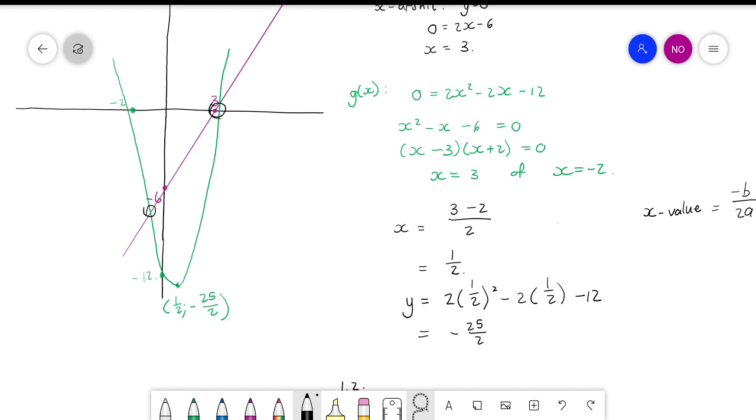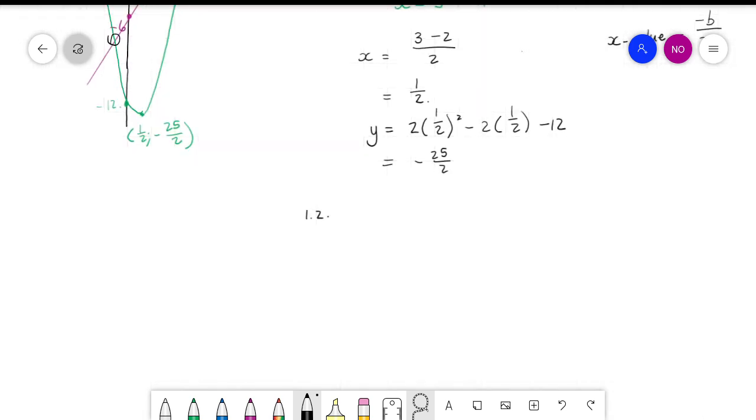So altyd wanneer ons wil uitvind waar twee grafieke gelyk is aan mekaar, gaan ons die twee vergelykings van die grafieke gelykstel aan mekaar. So I'm just going to say it's where 2x minus 6 meets 2x squared minus 2x minus 12.